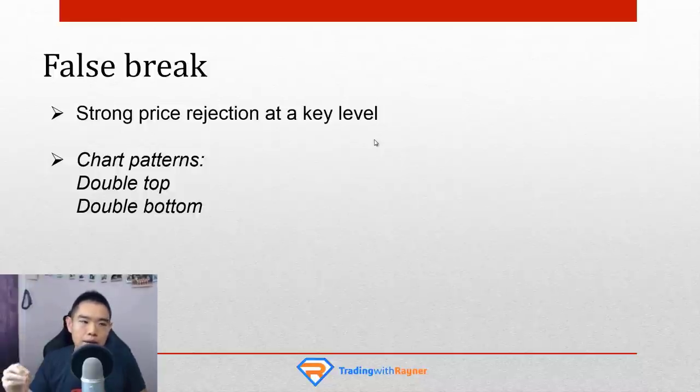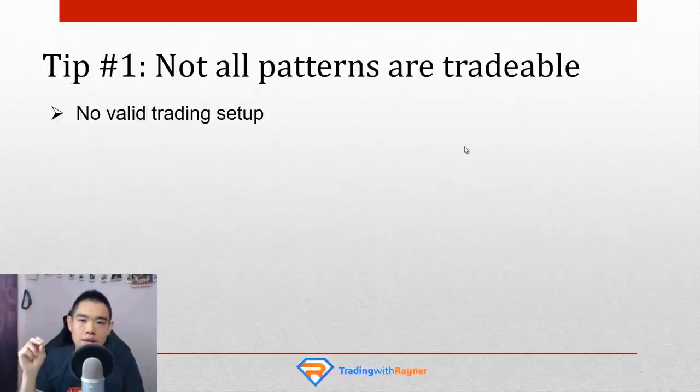But at this point in time, I'm not done yet, because I want to share with you a few tips to help you better time your entries and find high probability reversal price patterns to trade. Tip number one: not all of these patterns are tradable. I just shared with you three categories of reversal price action patterns, but I'm here to tell you that not all of them are tradable. Why is that? The reason is simple, because you might not have a valid trading setup on every one of these patterns. Let me give you an example.